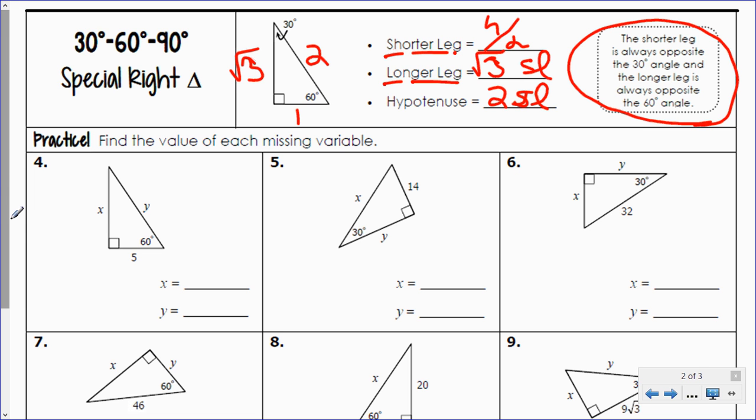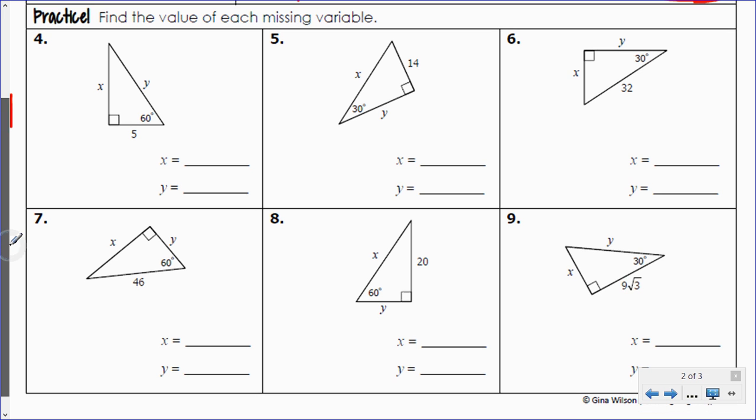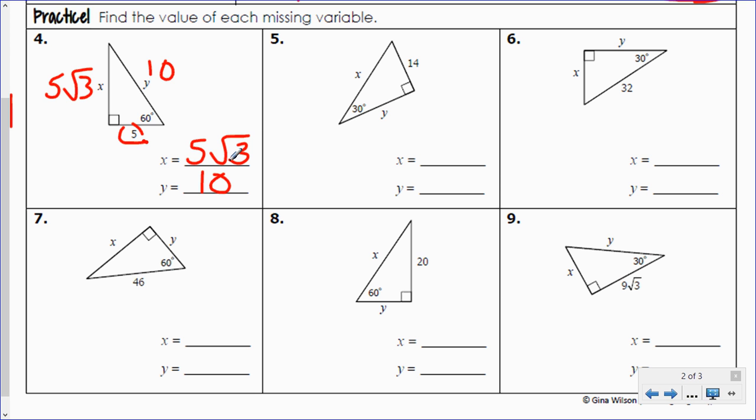If you look at number 4, in this case, we're given the shorter leg. So the shorter leg is 5. I always like to start with the hypotenuse because that's the easy one. It's just 2 times the shorter leg, so the hypotenuse is 10. And then your longer leg, which is x, is just your shorter leg times the square root of 3. And that's all you have to do.